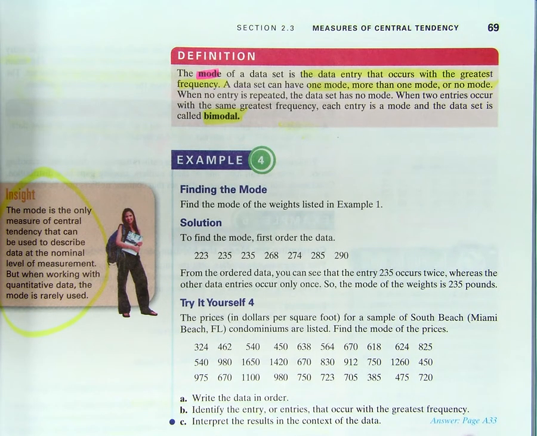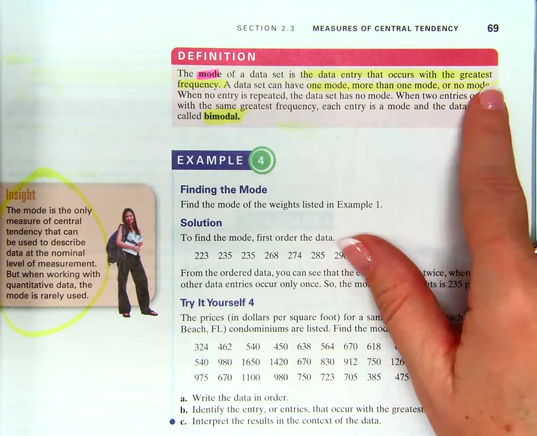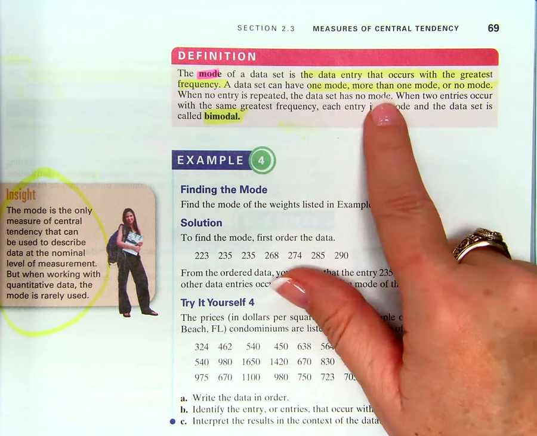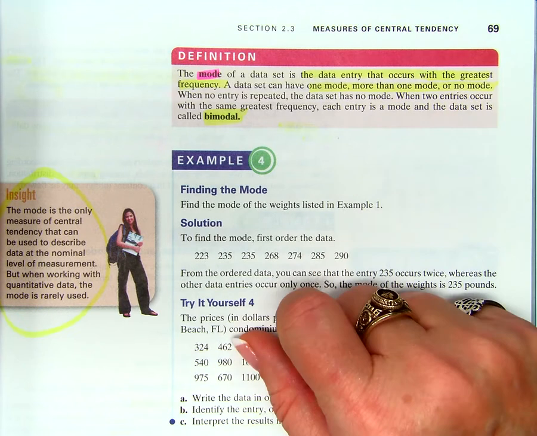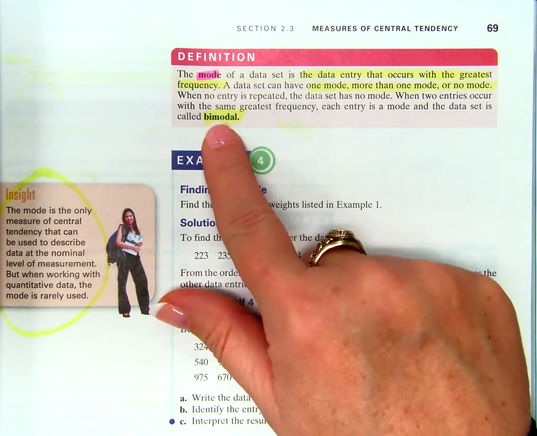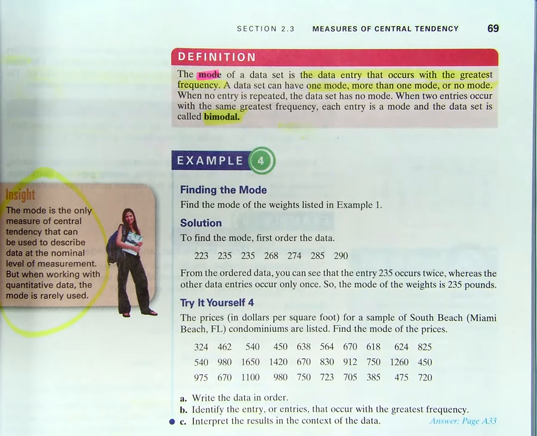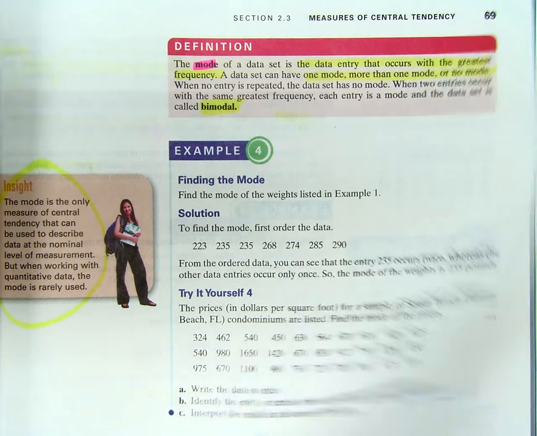Last but not least, mode. It's the data entry that occurs the most often, with the greatest frequency. You are allowed to have one mode, more than one mode, or no mode. If you have two modes, it's called bimodal. That seems a little obvious, but I'm telling you because it's highlighted in bold. Any questions on mode? All right.